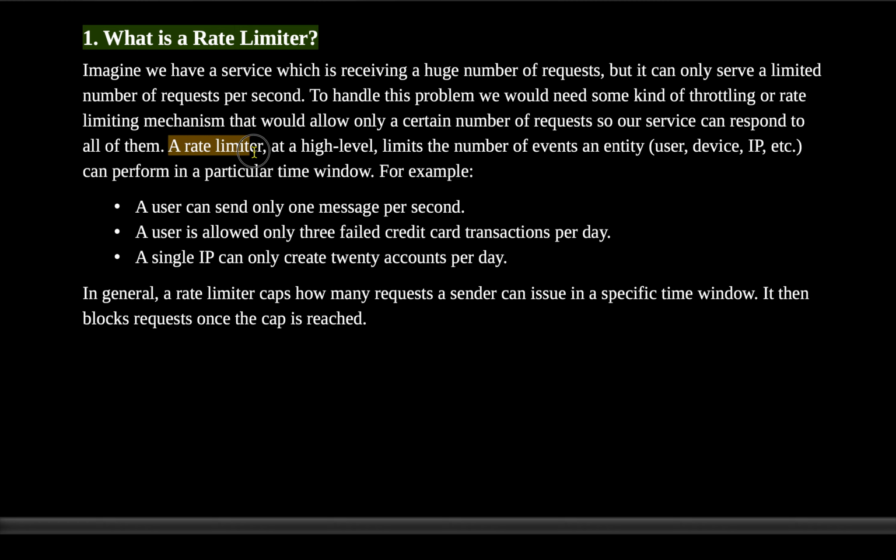A rate limiter at a high level limits the number of events an entity, which can be a user, device, IP, etc., can perform in a particular time window. For example, a user can send only one message per second. A user is allowed only three failed credit card transactions per day. A single IP can only create 20 accounts per day.